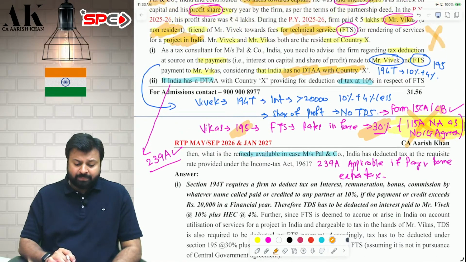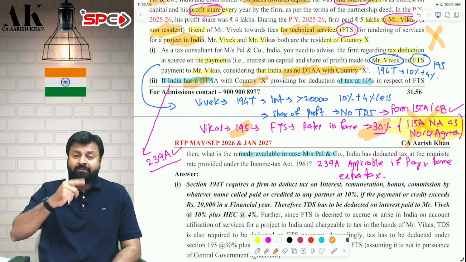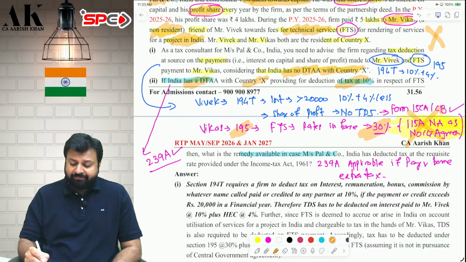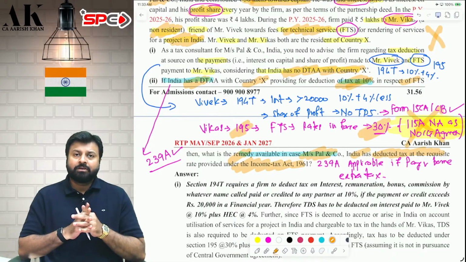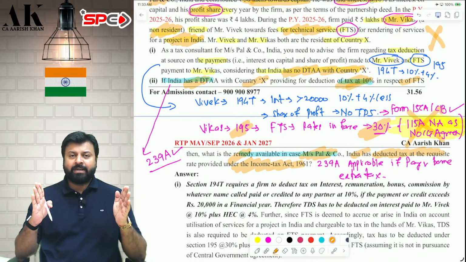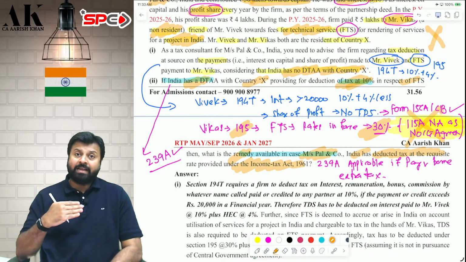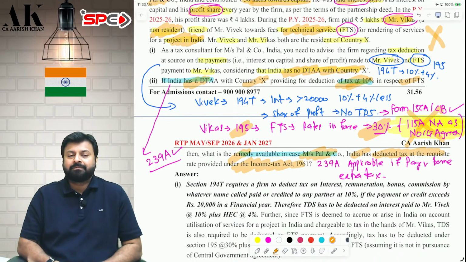The second part is a very intelligent part. In part 1 we assumed that India does not have a DTAA with country X. But in part B we are assuming that India has a DTAA with country X and FTS is taxable at 10%, for example. Then what is the remedy available to the payer, Pal and Company, if Pal and Company has deducted tax at the rate provided under the Income Tax Act, that is, 30%? What is the remedy?